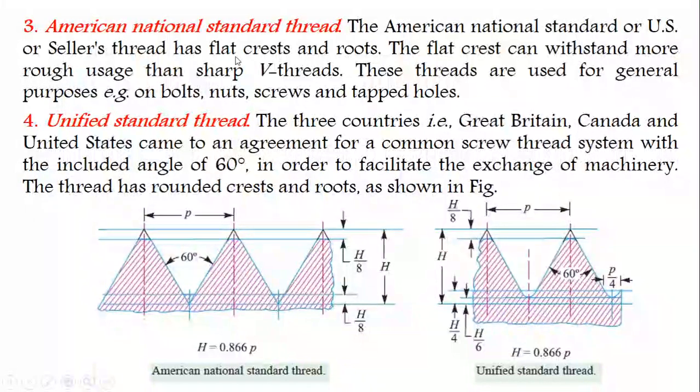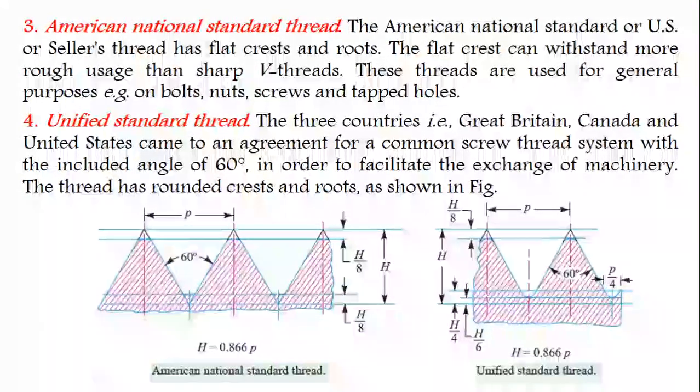The third one is the American National Standard thread. The American National Standard thread has a flat crest and root. Let's see the figure. It has a flat crest, not sharp edges. The flat crest can withstand more rough usage than a sharp V thread. These threads are used for general purposes, for example on bolts, nuts, screws and tapped holes.